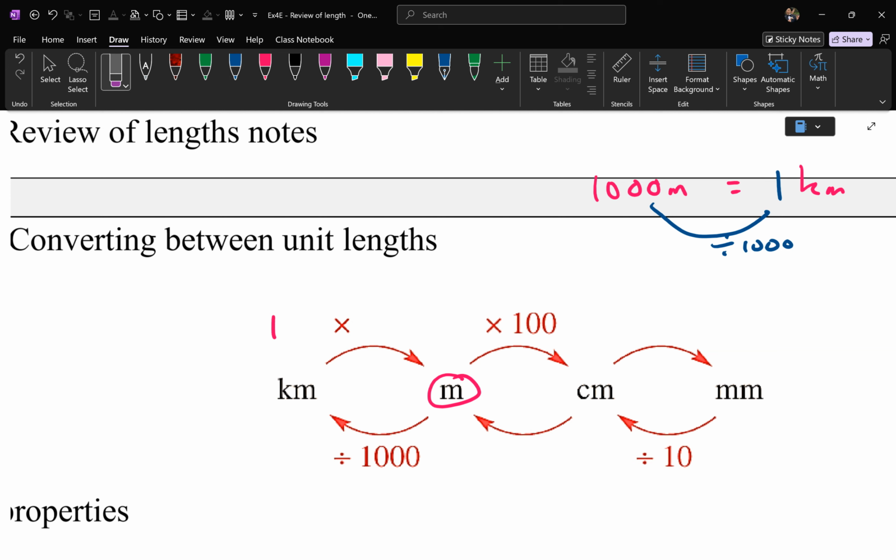So yes, meters to kilometers actually divide 1,000, and therefore kilometers to meters. So if you had 2 kilometers, we know that that's 2,000 meters, but how do you go from that to that? Well, 2 to 2,000, you have to times it by 1,000. So here should be times 1,000.